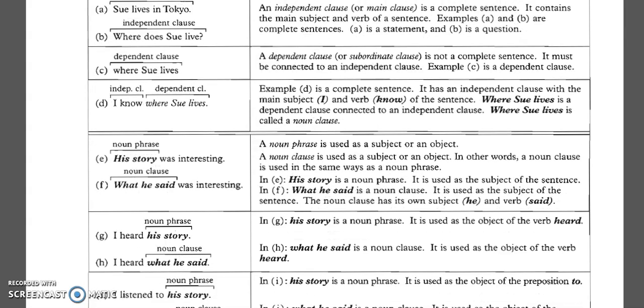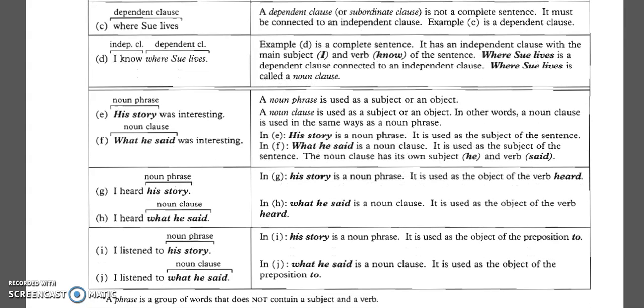And then next, I heard his story. I heard what he said. Nah, here, what he said becomes an object. Yang atas ini kan dia jadi subject ya, what he said. Yang bawah ini dia jadi object. And then, in the next example, I listened to his story. I listened to what he said. Nah, ini, kalau di atas ini dia sebagai object of a verb, object dari heard. Di bawah ini dia bertugas sebagai object of a preposition.